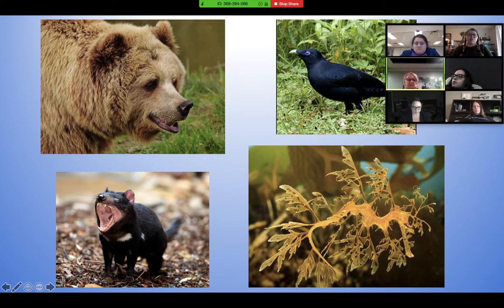The one in the bottom right corner, that is a sea dragon. And, well, you don't even have to say any facts about them, but they should be able to see from that picture that they look like plants in the ocean.